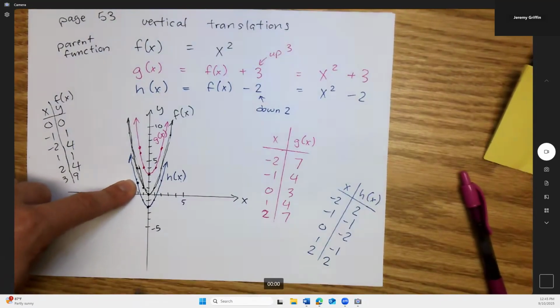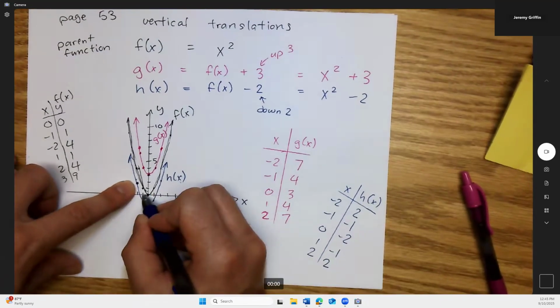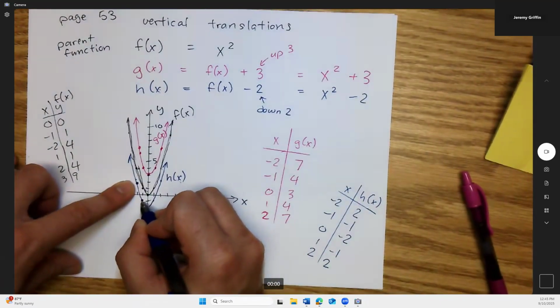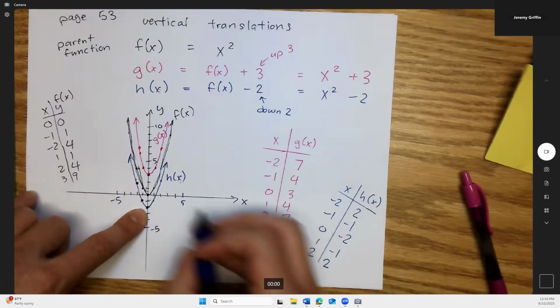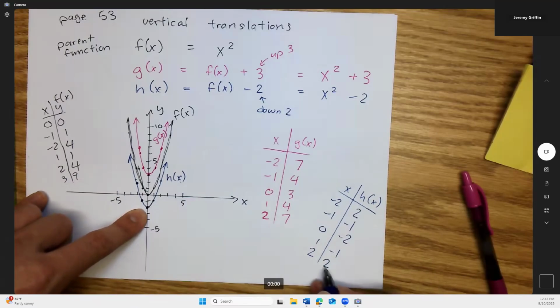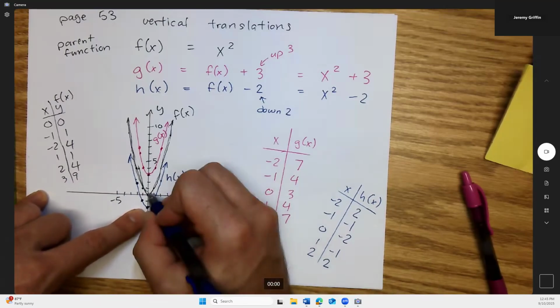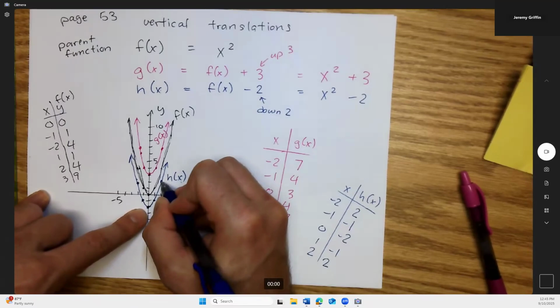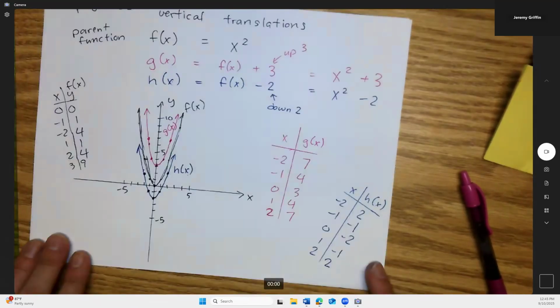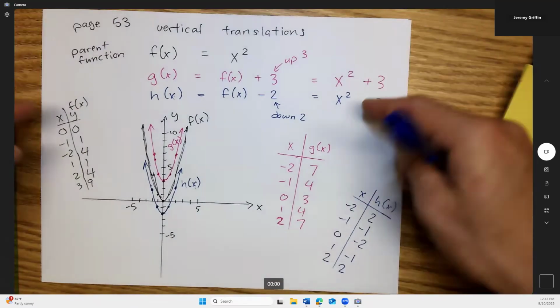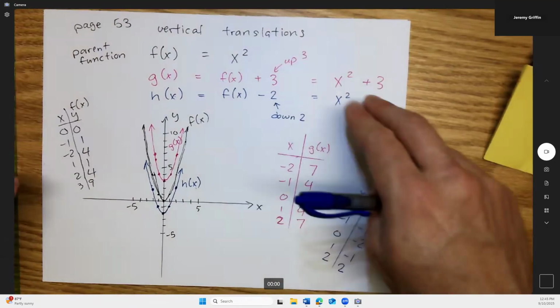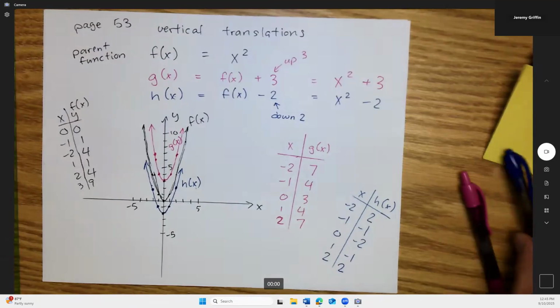So -2, 2: yep, right on the curve. -1, -1: back 1, down 1, right on the curve. 0, -2: right here on the vertex. 1, -1, right here. 2, 2: over 2, up 2, we're right there. Everything's aligned. It's exactly like the translations predicted it should have been. So these are vertical translations. You see the function, and then plus or minus something, you just shift it up or down by that much. That's it.